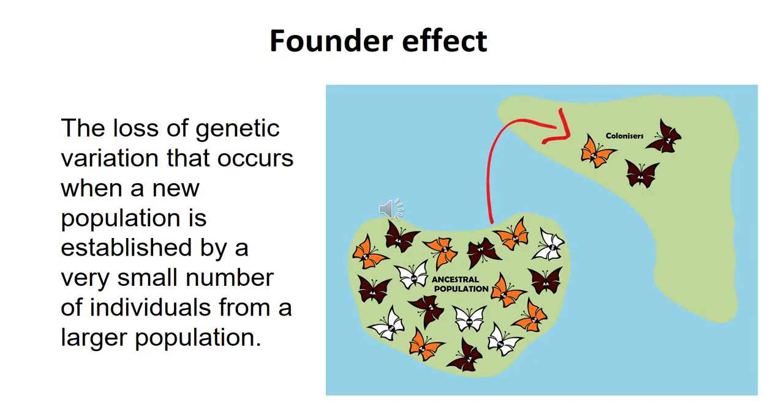The founder effect is when we have a few individuals from a population migrating or moving to a whole new area that does not have that species. So they're the colonizers, and because only a few leave, the genetics are different in that new population than in the old.